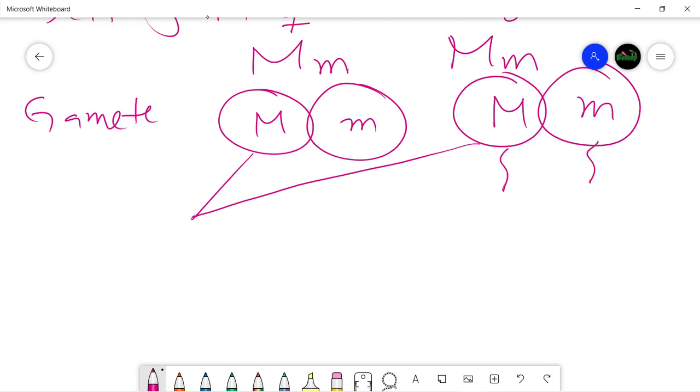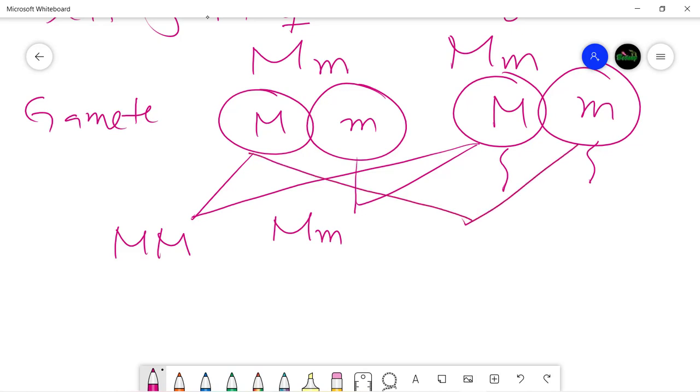These are suppose sperms. So we get both uppercase M and uppercase M and lowercase m, and then it's the turn of this particular sperm and egg. So we get a heterozygous condition and then a homozygous condition. So interesting is the result of the F2. Now this is F2 what we have obtained.